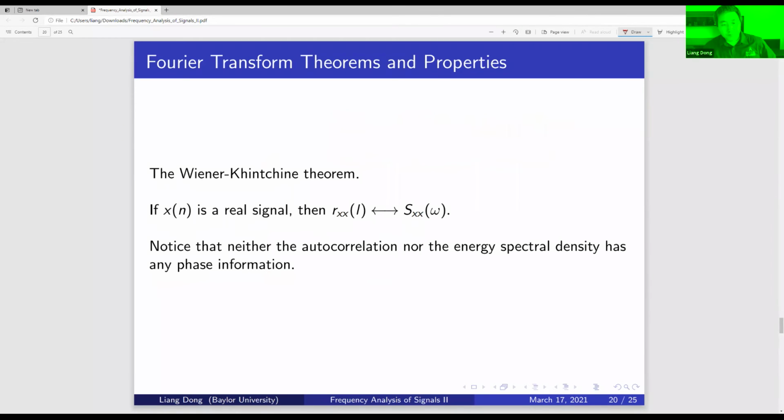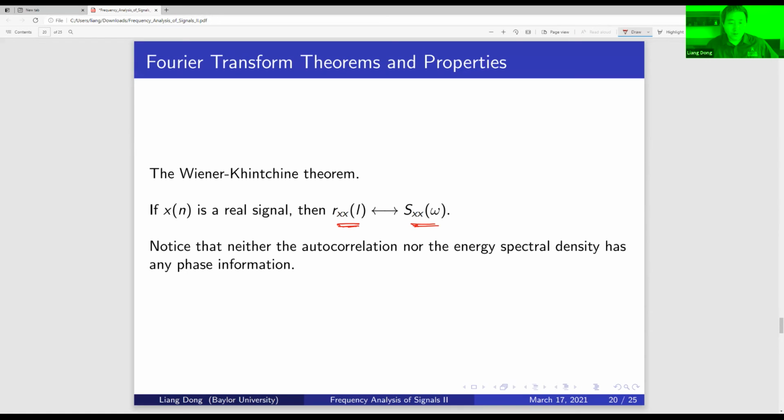The Wiener-Khinchin theorem. If xn is a real signal, then we have the autocorrelation of the signal in the frequency domain, that's the spectrum. That's the energy spectrum of the signal. Where does this come from? Well, it comes from the previous one, where you just change one y to an x. So you have the autocorrelation corresponding to the spectrum density.